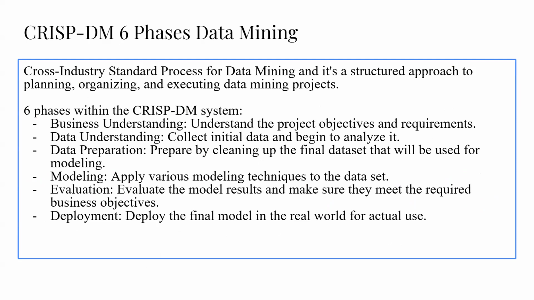Okay, the CRISP-DM 6 phases of data mining. The Cross-Industry Standard Process for Data Mining is a structured approach to planning, organizing, and executing data mining projects. There are 6 phases within the CRISP-DM system. The first is business understanding, which is to understand the project objectives and requirements. Then data understanding, which is to collect initial data and begin to analyze it. Then data preparation, which is cleaning up the final data set that will be used for modeling. Then modeling, which applies various modeling techniques to the data set. Then evaluation, where we evaluate the model results and make sure that they meet the required business objectives. And lastly, deployment, where we deploy the final model in the real world for actual use.